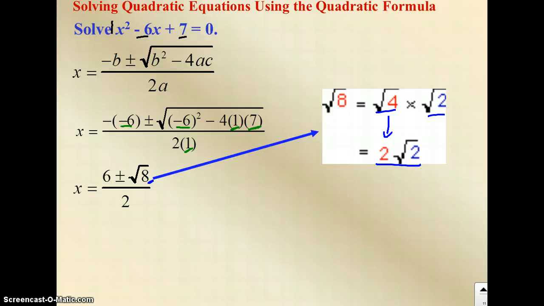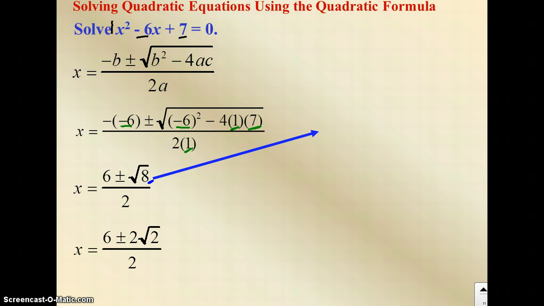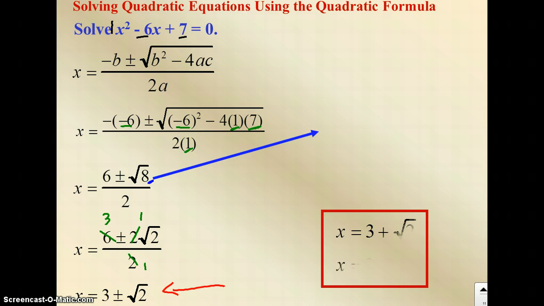So I rewrite the solution as 6 plus or minus 2 radical 2 all over 2, where everything here is divisible by 2. 6 divided by 2, 2 divided by 2, 2 divided by 2. We get our solution: 3 plus or minus radical 2. So there are two solutions there: 3 plus radical 2, 3 subtract radical 2. Awesome. Let's try another one.